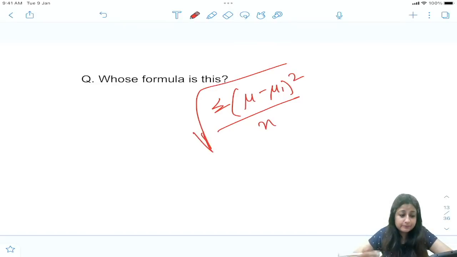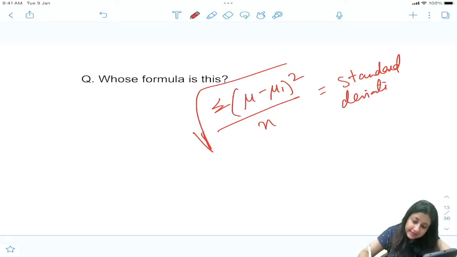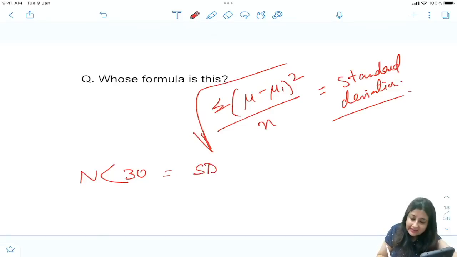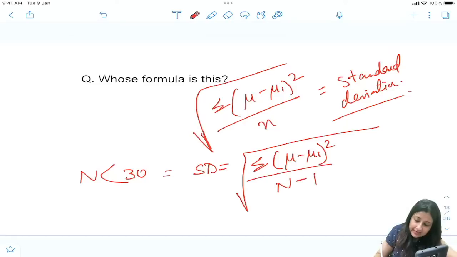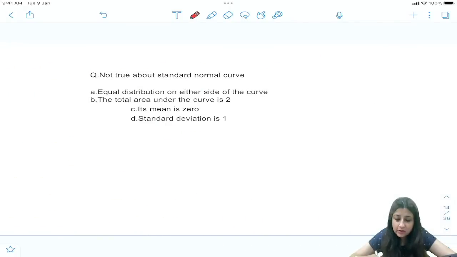Very good, Himanshu. Which measure of dispersion? Very good. So just for revision purposes, this is standard deviation. And there is one question which comes: if sample size is less than 30, then in the standard deviation formula what is going to come? Summation of (x minus mu) whole square upon n minus 1. Upon n minus 1. So just remember this, which can come in your exam.